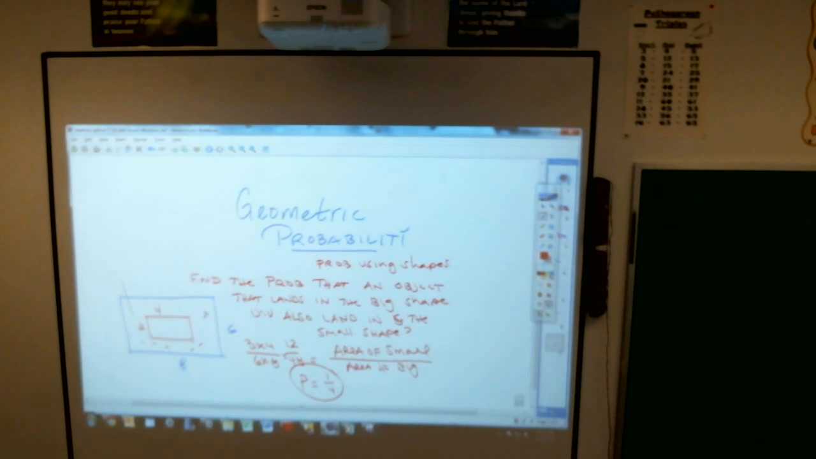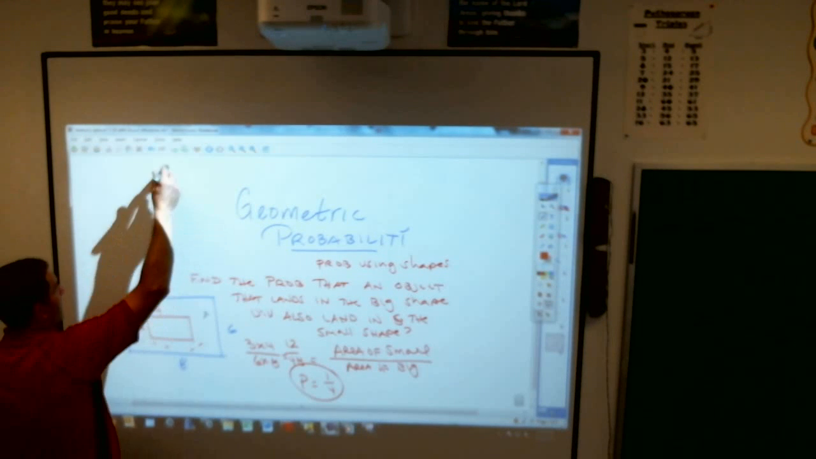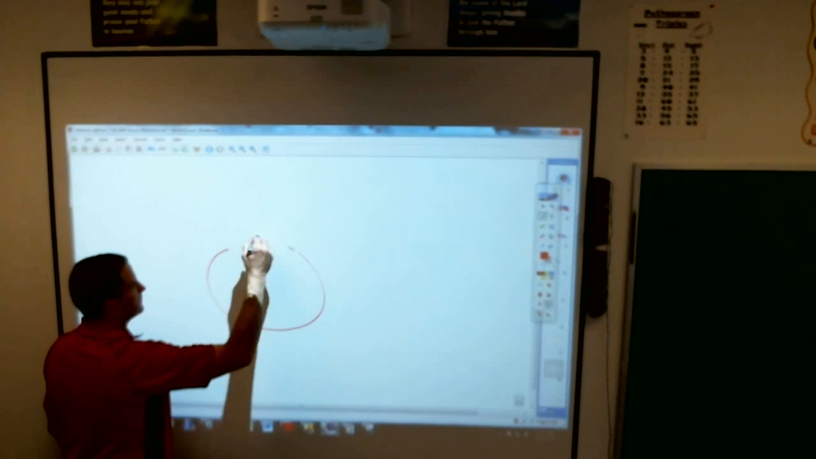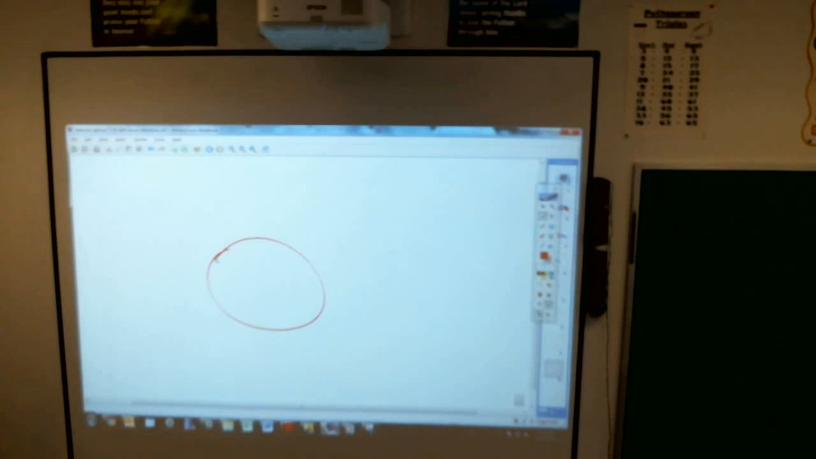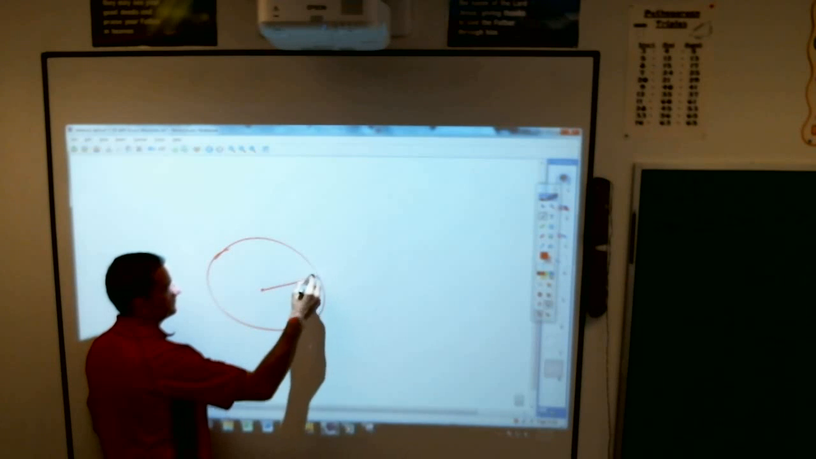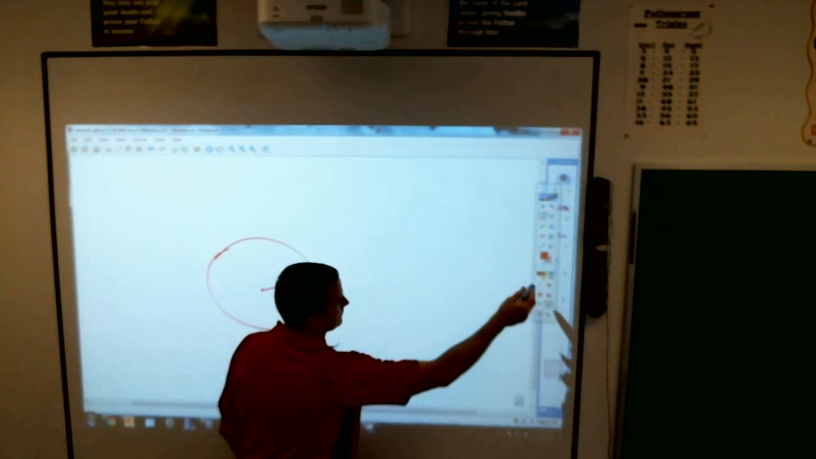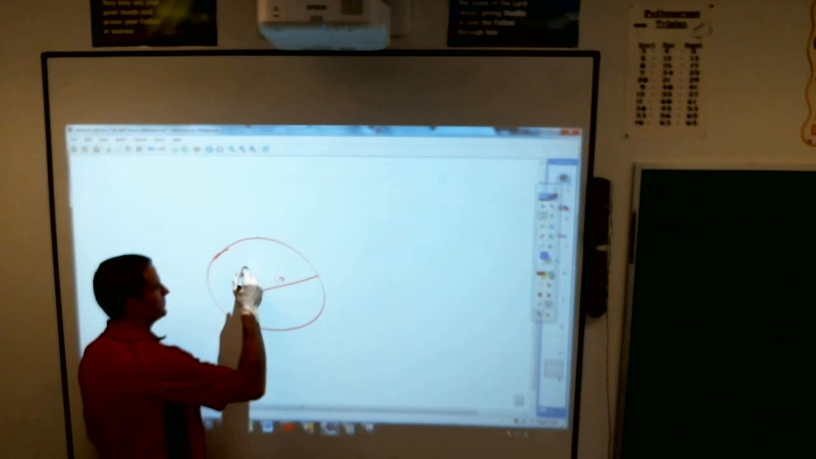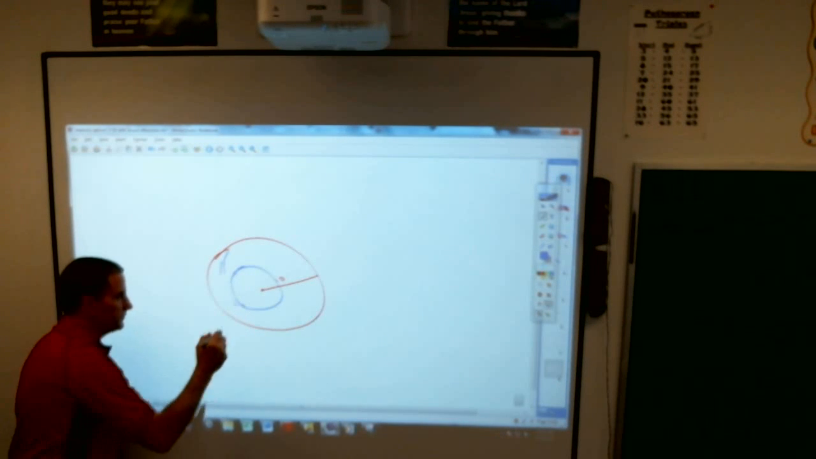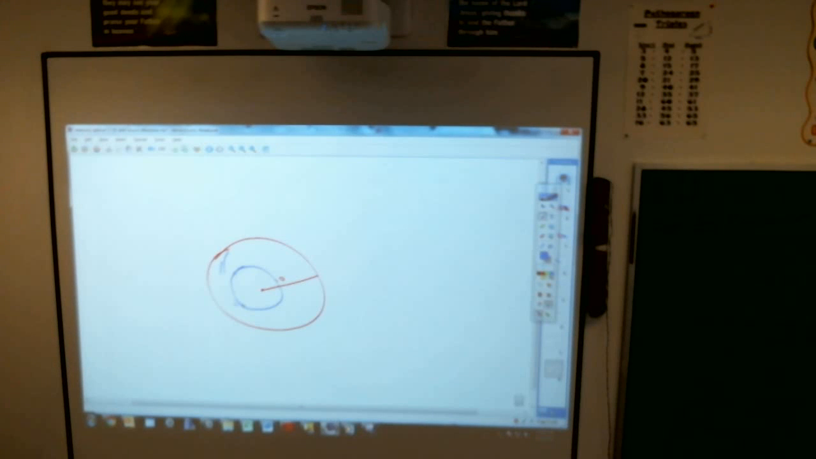Now you say this must get a little more difficult, does it not? Well, let's actually do a circular board. Let's say you do have a circle and the radius of the big circle is 10. And the radius of the smaller bullseye circle inside of it is 6.